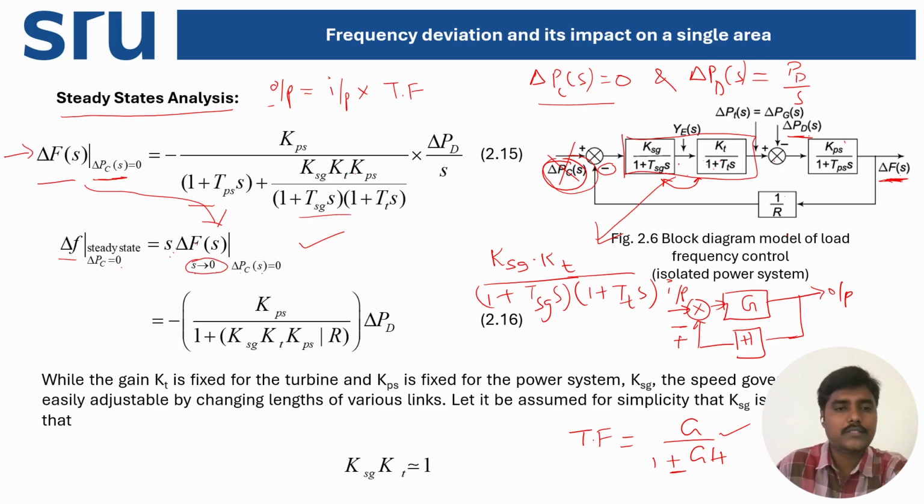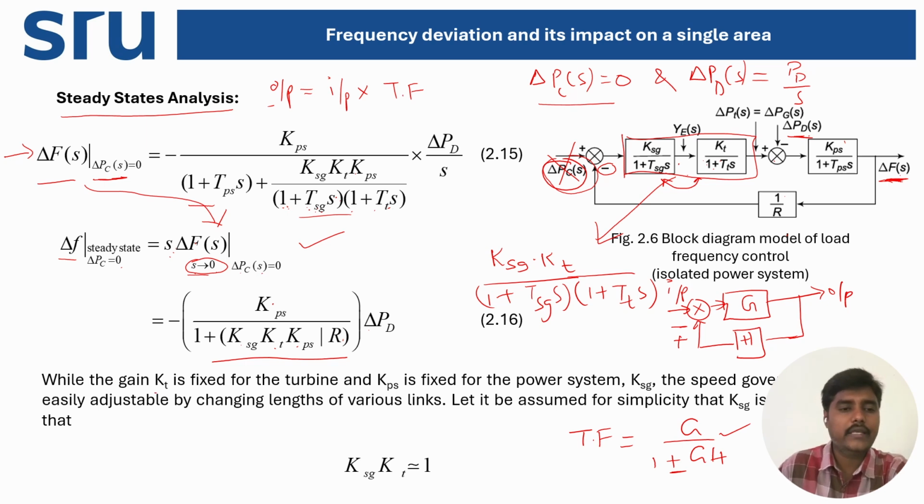So once you substitute s is equal to 0 here, this term will become 1 plus TSG, and this another term will become 1 plus TT. But here we are keeping s is equal to 0, then 1 plus TSG into s will become 1, and 1 plus TT into s will become also 1. So finally, you are going to get the equation as KPS by 1 plus KSG into KT into KPS by R into delta PD.